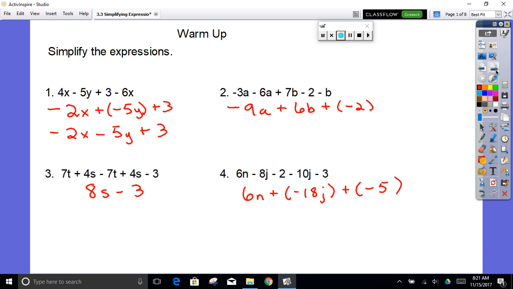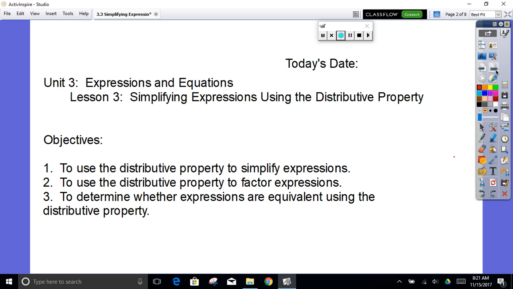Okay, so today's lesson is simplifying expressions using the distributive property. You've probably done a little bit with the distributive property in 6th grade. We'll be using it to simplify expressions, and we're going to do the reverse of using it to simplify, to kind of go backwards and factor expressions. And then again, we're going to determine whether expressions are equivalent using this new property.